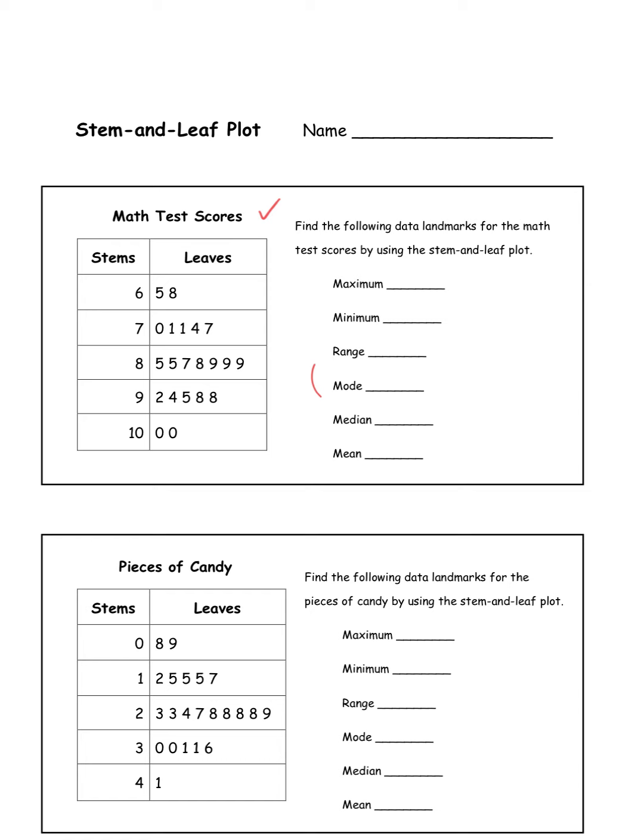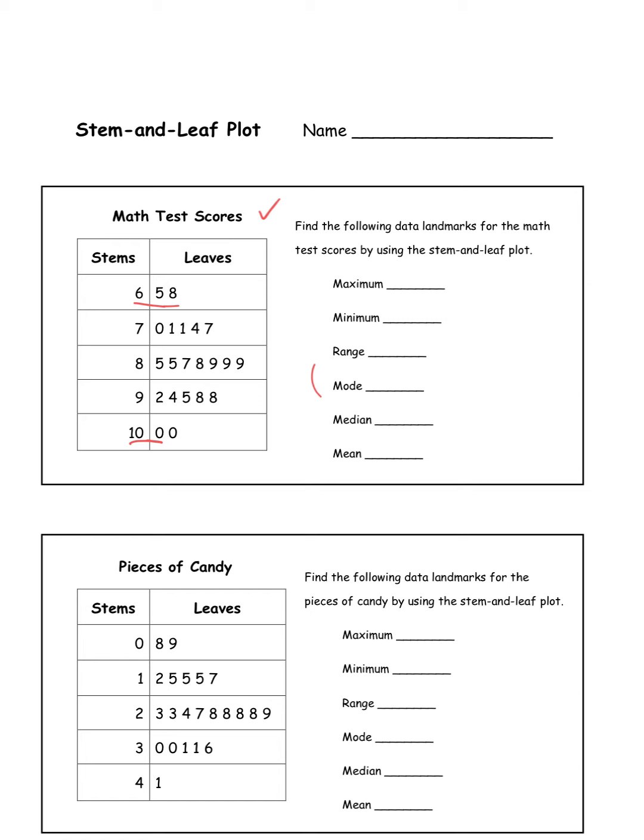So the stem starts at 6. Then the leaf starts at 5. That means a person scored a 65 on a math test. 6 and 8 means that person scored a 68. 10 and 0 means that kid made 100. And also there's another 0, which means there are 2 kids that made 100. So you should be able to read the scores.